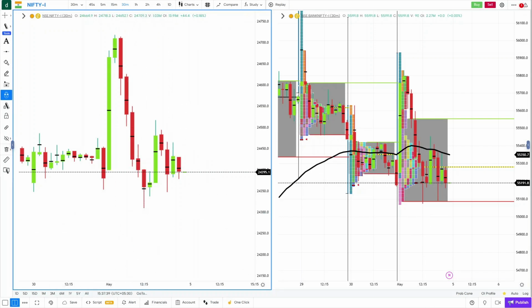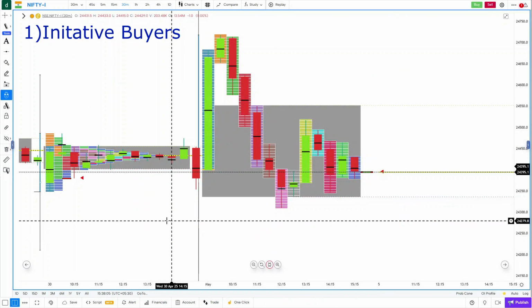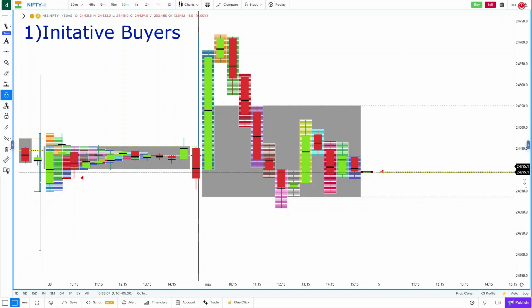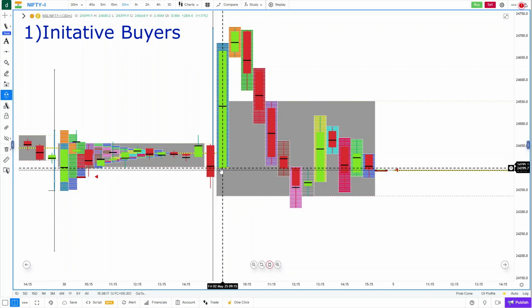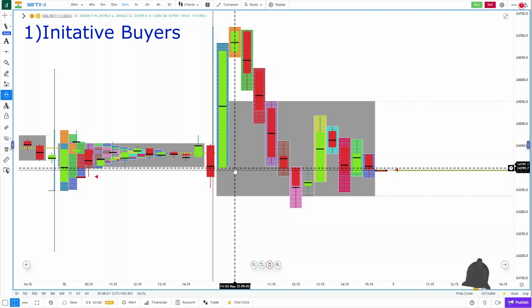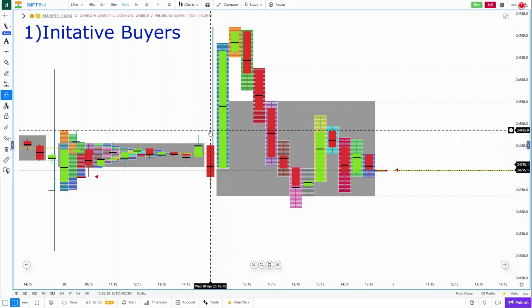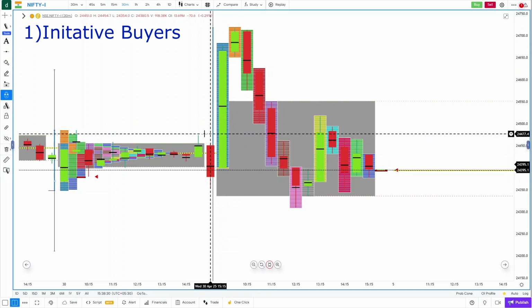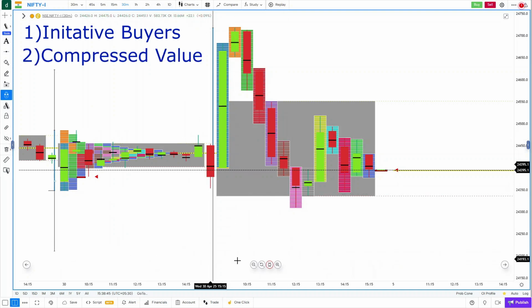Now coming to the main part of our analysis, if you are a beginner to market profile and order flow, here are the essential terms you need to be aware of to understand this video better. The first thing is initiative buyers and initiative sellers. If you look at today, the prices have opened below the day before yesterday's value area. This indicates an initiative seller is there. If an initiative buyer had been there, the prices would have opened above the value area.